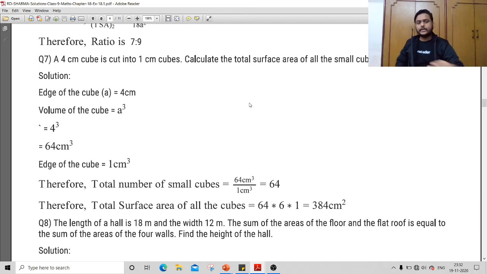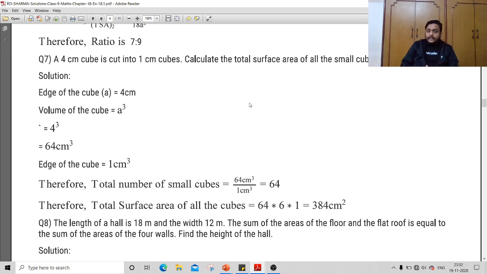Okay, guys, very simple question. The length of a hall. Every hall that you see, in a room or anywhere, is in the shape of a cuboid, right? This room is in the shape of a cuboid. Now, the length of the hall is given as 18 meter, and the width of the hall is given as 12 meter.